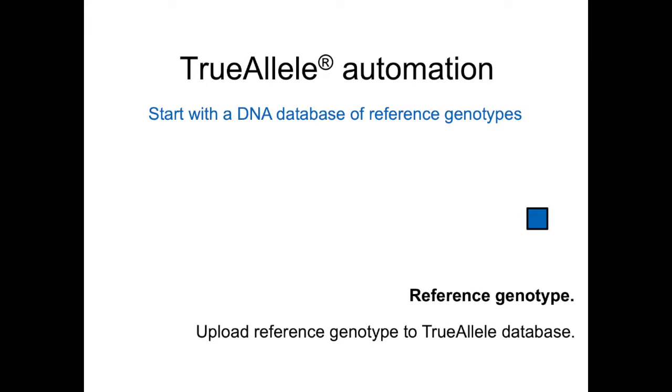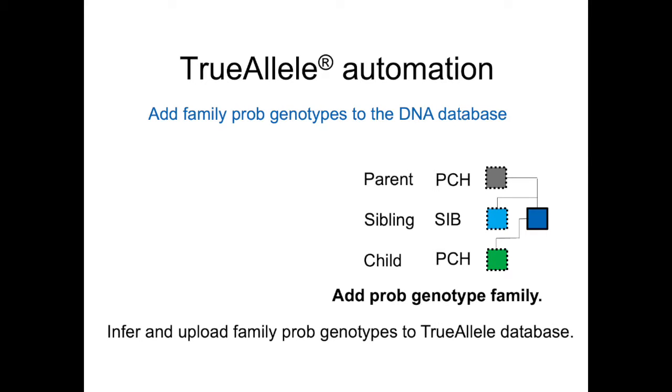TrueAllele database automation starts with a DNA database of reference genotypes. These genotypes are uploaded to a TrueAllele reference database. Then, the probabilistic genotypes of family members are added to the reference DNA database. TrueAllele infers and uploads these family genotypes to the database as shown in the figure. From the original person in the blue square, TrueAllele infers and uploads the parent and child probabilistic genotypes, indicated PCH as the abbreviation, as well as the sibling genotypes, indicated SIB.